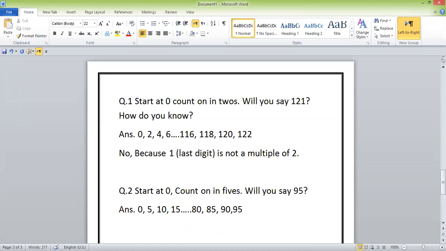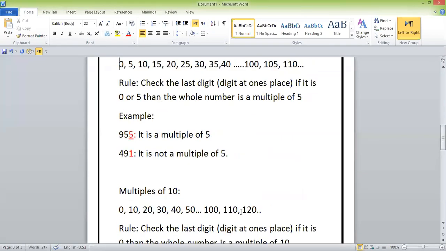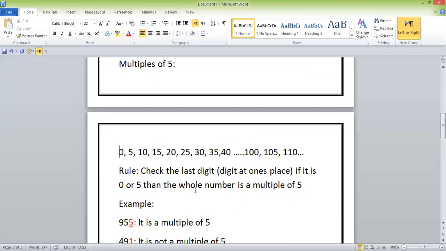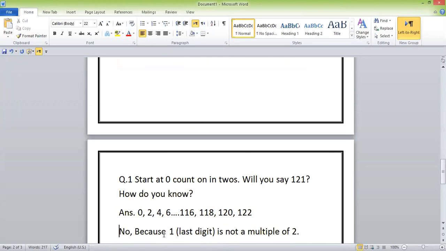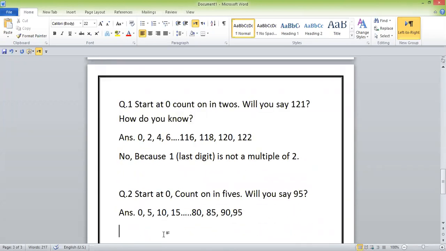Will you say 95? Yes or no? I will say yes. How do I know? Because the last digit is 5 and 5 is a multiple of 5. Remember guys, here, multiples of 5: check the last digit. If it is 0 or 5, then the whole number is a multiple of 5. So the last digit is 5. That's why it is a multiple of 5.